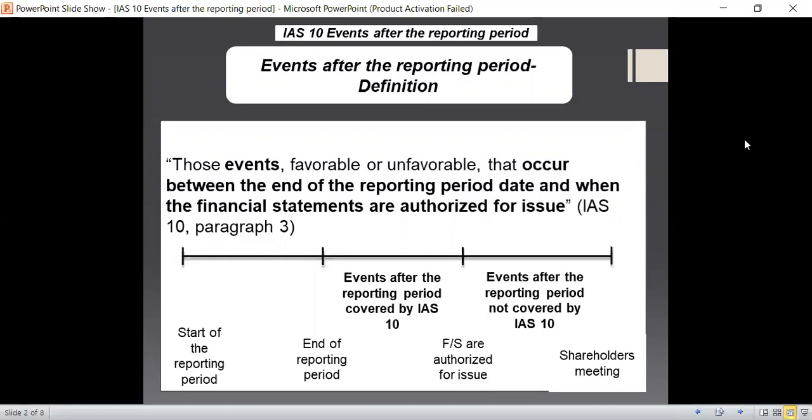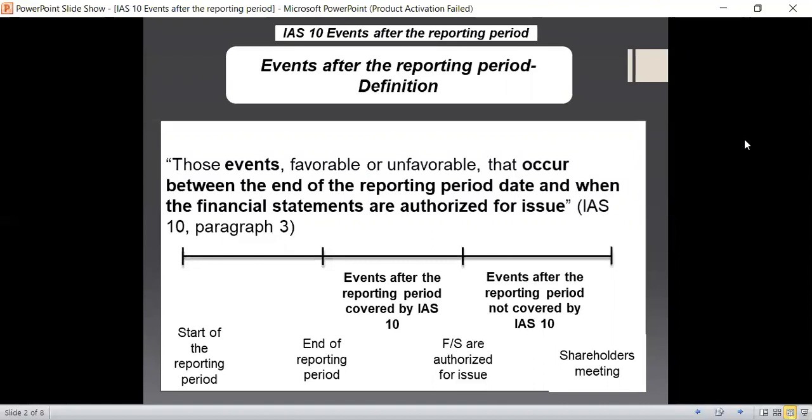Generally, we know that the financial statements of the organization are prepared for the period of 1 year. So that time period falls in between the start of the reporting period and the end of the reporting period. Then there is a time period when the financial statements are authorized for issue. Who authorizes these financial statements for issue? The board of directors.